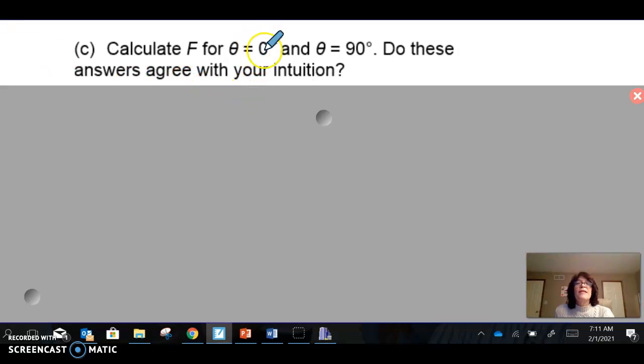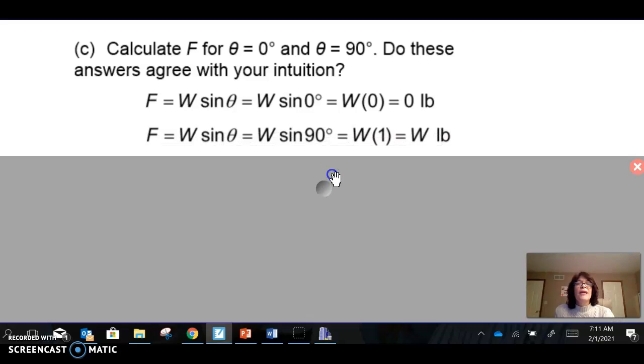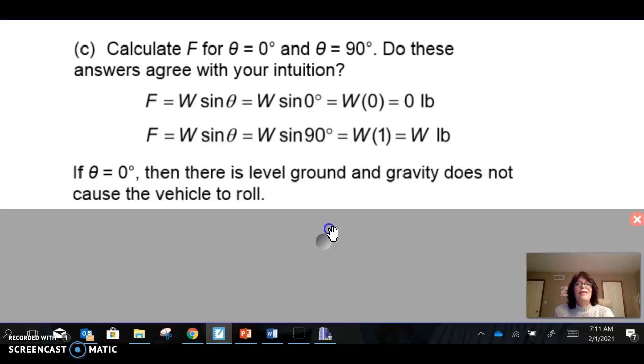All right, think about 0 degrees and 90 degrees. If I put 0 in, okay, 0 degrees, then I get 0 pounds. If I put 90 degrees in, I get the exact weight of the car. Think about it. If theta is 0 degrees, it's level. Gravity doesn't cause a vehicle to roll at all. It'll just sit there. Makes sense, right?